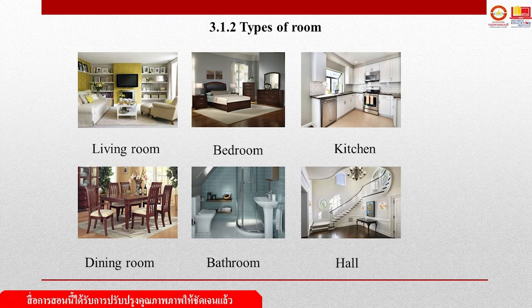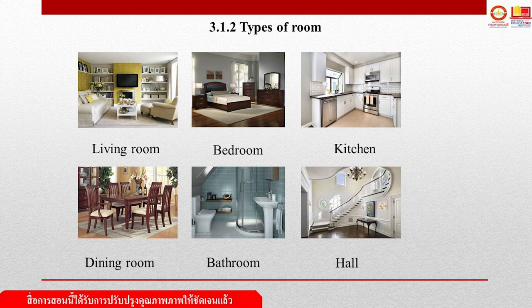Okay, the next one. Now, let's revise what we did. Now, in a house. When I have a house, what is there in the house? You have a living room, bedroom, right? Okay, you have a living room, a bedroom, a kitchen. A kitchen means where you cook. Dining room, where you eat, bathroom, for bathing, and a hall. Okay, so you have all these things in the house. Every house has got a living room.